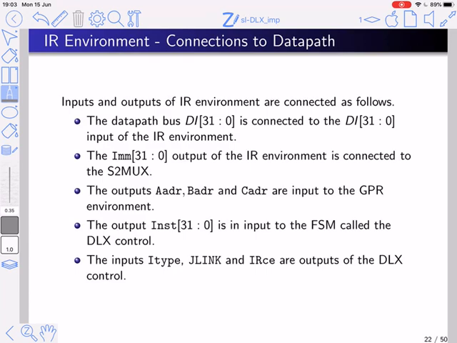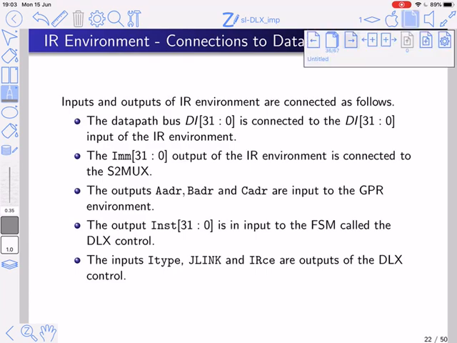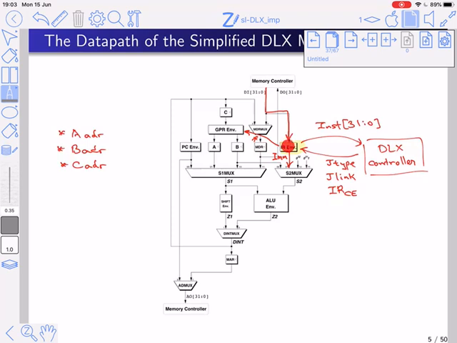Let's see how the IR is connected to the data path, better shown on the figure. So this is the IR environment. The instruction is fed from the memory, so it comes through the data in bus into the IR environment. The immediate is output through here, goes into the S2 mux. The controller is given by the IR the current instruction, and it sends back the flags that tell the IR environment whether the instruction is a J-type, J-link instruction, and whether the IR register should be updated, namely it needs a clock enable.